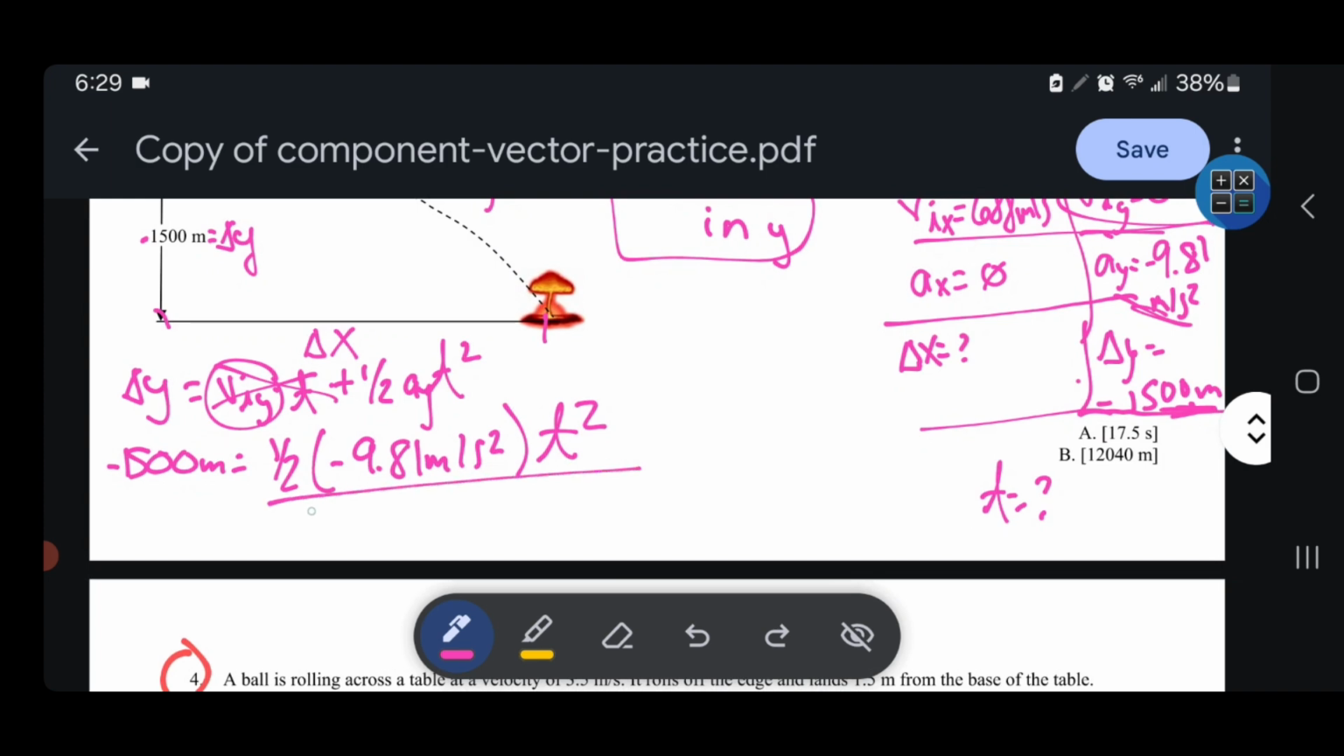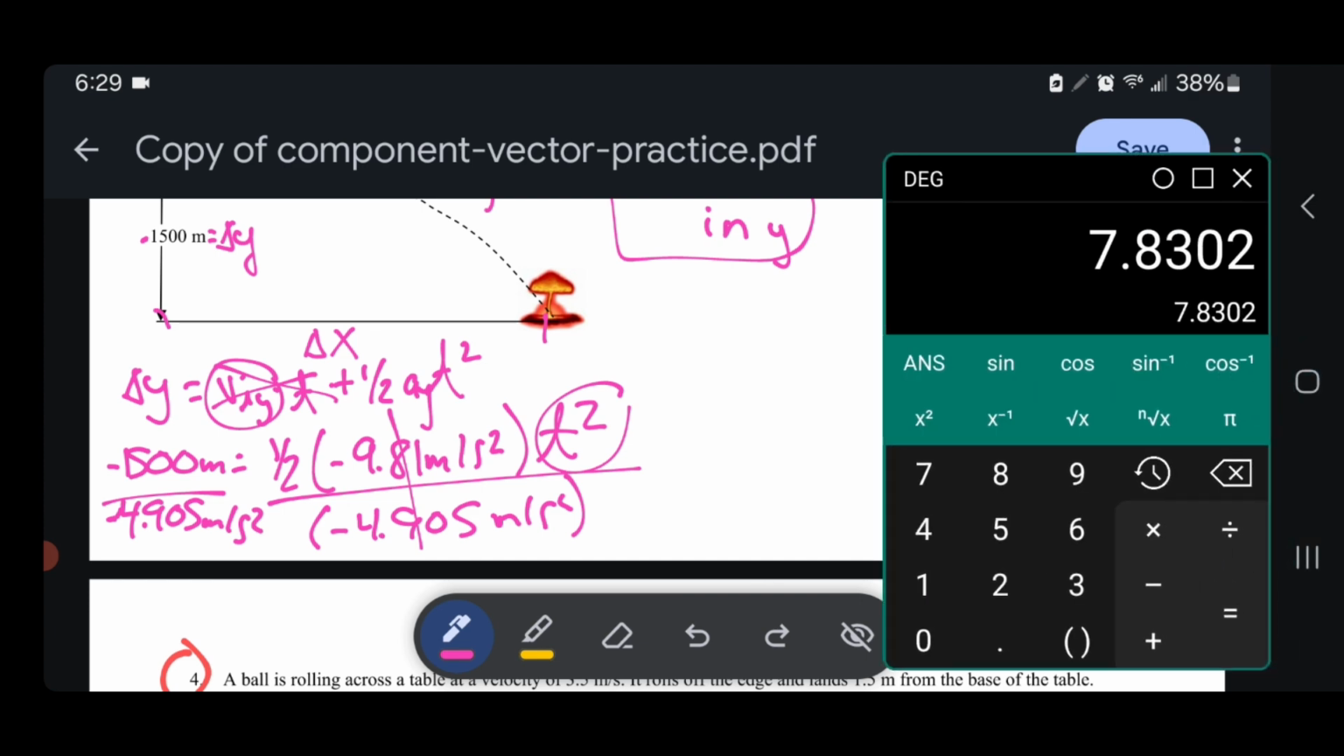Alright, now the number one mistake is usually forgetting to square root when you're done, so make sure that you mark that your t is squared very clearly. 1/2 times negative 9.81 meters per second squared is going to give you that negative 4.905. So if you divide that out, it gets rid of the 1/2 and the negative 9.81. Negative 1500 divided by the negative 4.905 is going to give you a positive number, and then you can square root it to find your time.